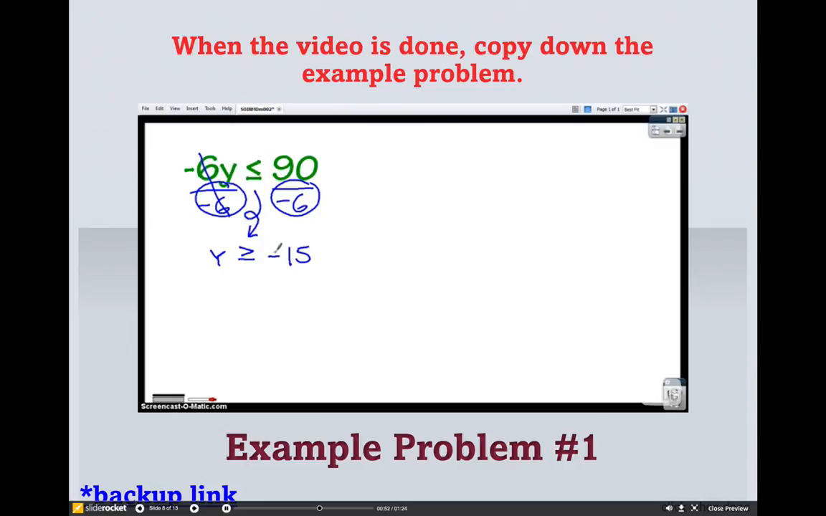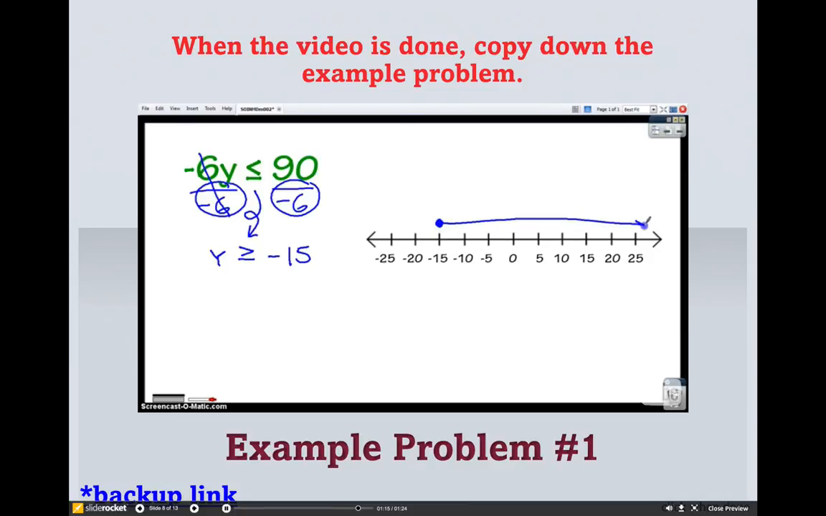All right, now let's take a look at the graph. Let's get our number line up here. In this case, I just went by 5s because I want to go all the way down to negative 15. Y is greater than or equal to negative 15, so I want to start at negative 15 and include negative 15, so a closed dot, and then everything greater than that would be to the right. And that's how you solve the inequality negative 6y is less than or equal to 90.